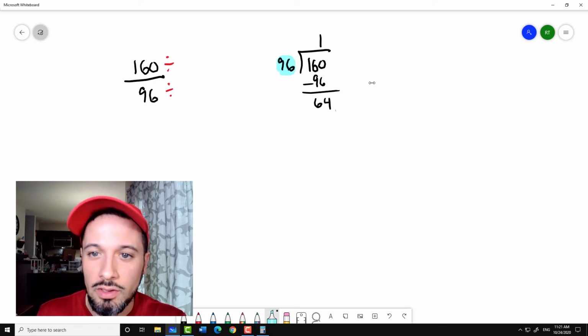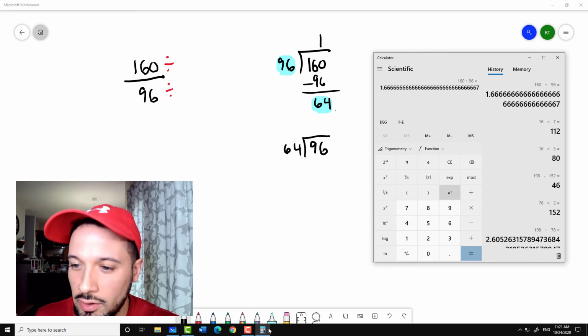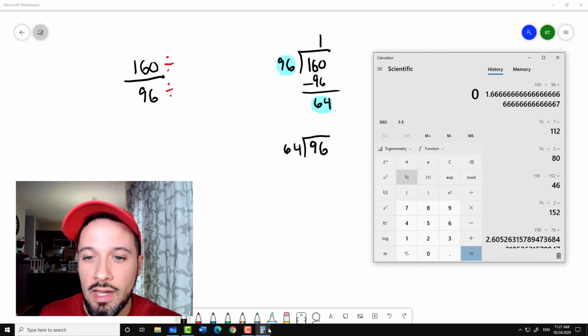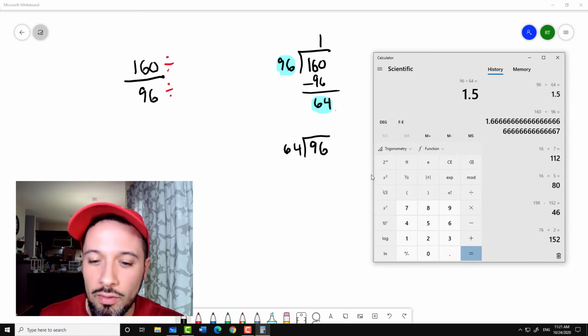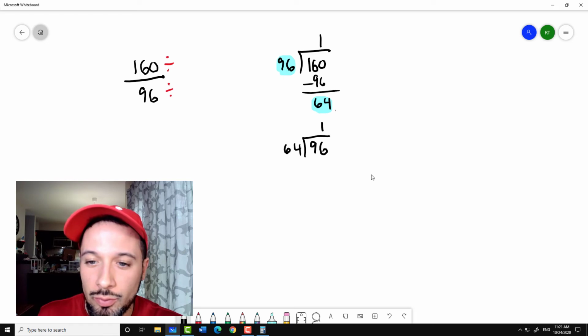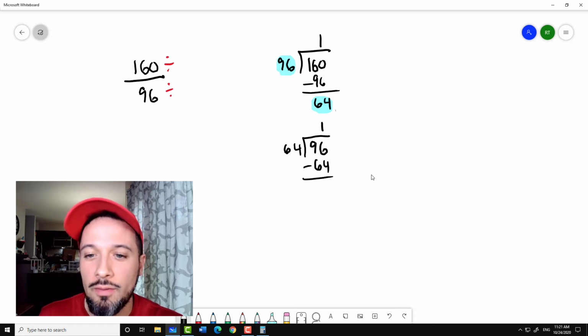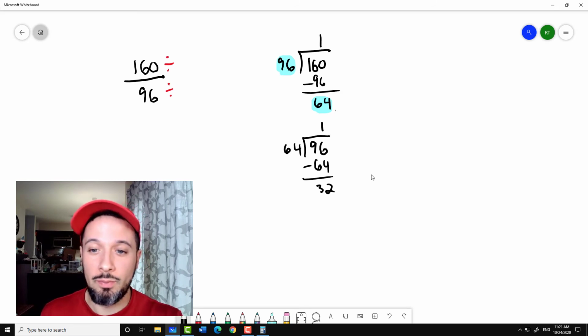So again, we're looking at these two numbers, the 96 and the 64. So I take the bigger number of the two, divided by the remainder, which is 64. And I just divide it again. So if I go into calculator, again, you can use the calculator if you need help with the multiplication facts. So I just do 96 divided by 64, and that gives me 1.5. So I just take the whole amount, which is 1. 64 times 1 is 64. Subtract it out, and we're going to get 32. And then I repeat it again.